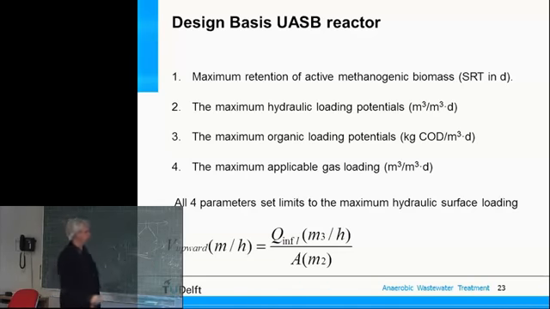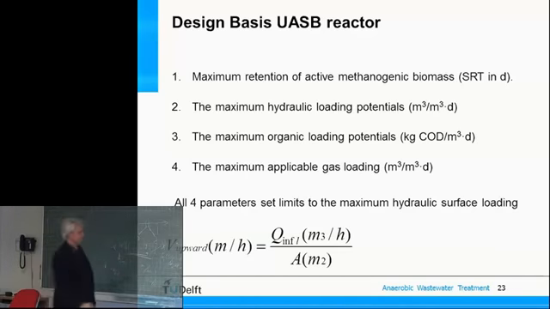The maximum hydraulic loading potential is important, so how quickly we can pass the wastewater through the reactor system, but not washing out, not rinsing the biomass from the system. So this hydraulic surface load is important, in cubic meter per square meter per hour, or meter per hour, which is called the upflow velocity. That should be in agreement with the quality of the sludge, so that we don't rinse the sludge, but the sludge is able to settle in the system.